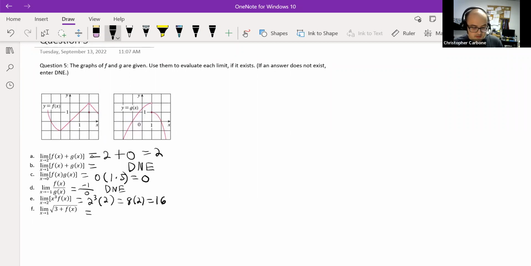And then this bottom one, the limit as x approaches 1 of the square root of 3 plus f of x. So the square root of 3 plus, as we're approaching 1, that value of f was 1. So the square root of 3 plus 1 is the square root of 4, or just the number 2.